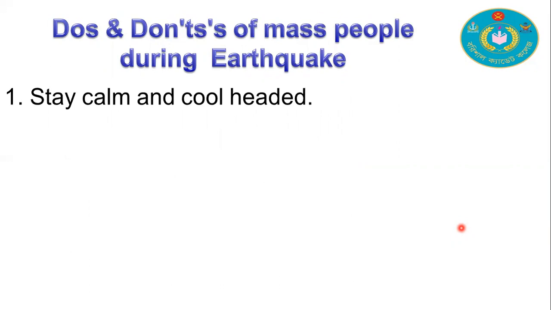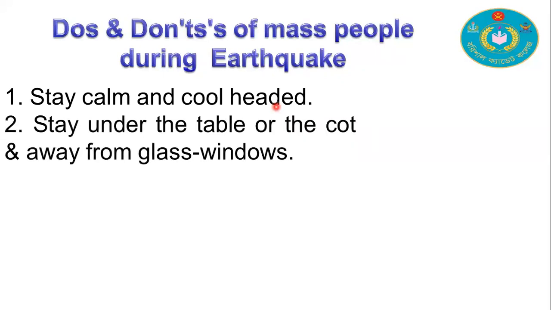At this stage, we'll discuss do's and don'ts of mass people during earthquake. They should stay calm and cool-headed. This is most important for every kind of disaster in every situation of our life. And in the perspective of earthquake, this is very much important. Everyone should stay calm and quiet or cool-headed. Secondly, stay under the table or the couch away from glass windows or hard cover.